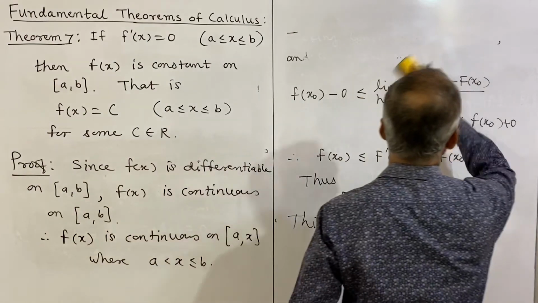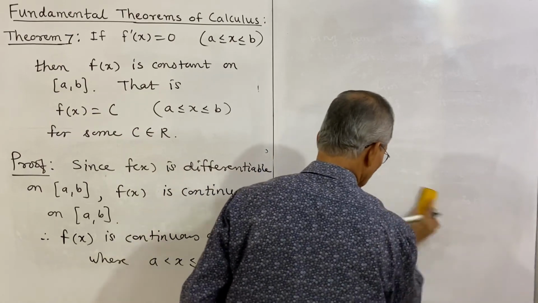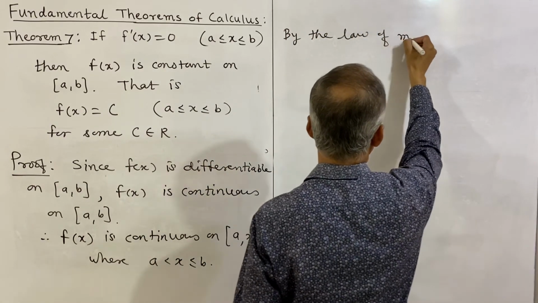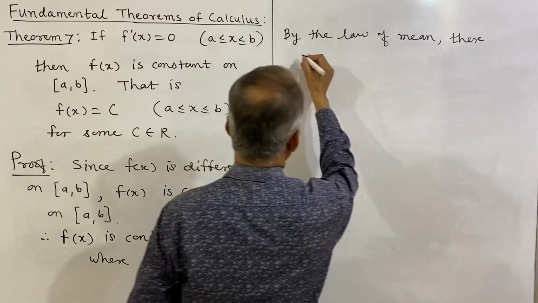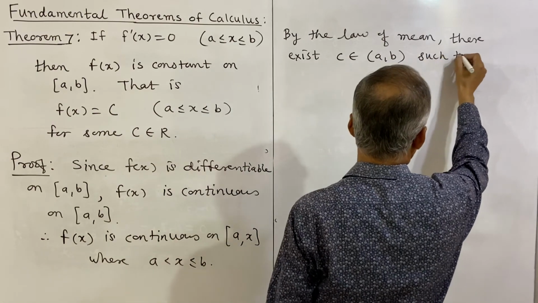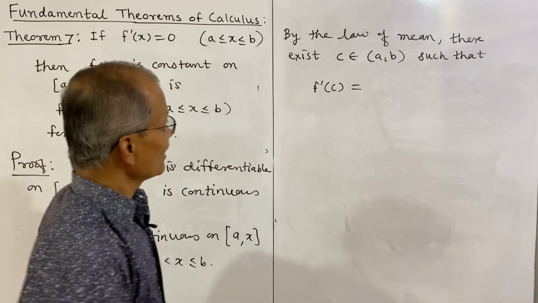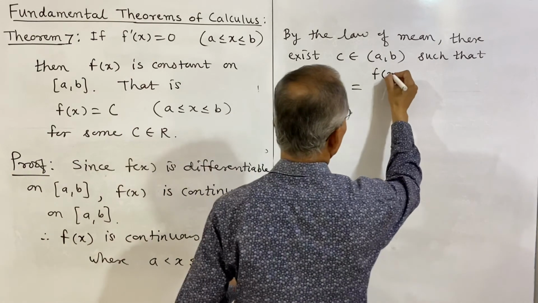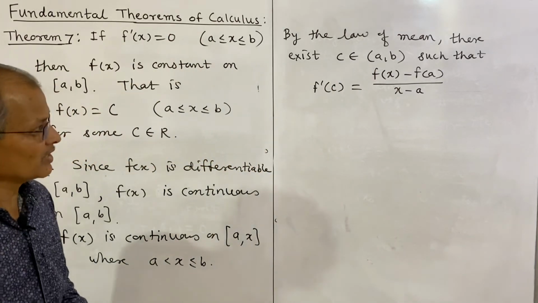And here we can apply the mean value theorem, the law of mean. By the mean value theorem, there exists c belonging to the open interval a to b such that f dash of c, the derivative of f at small c, is equal to f of x minus f of a divided by x minus a. This is the law of mean, actually Lagrange's mean value theorem.